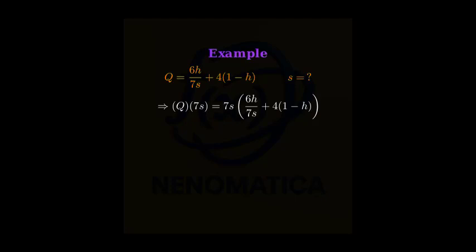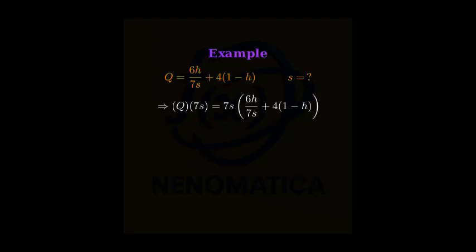We have the equation q equals 6h divided by 7s plus 4 times the quantity (1 minus h). We need to find the value of s. Let's solve this step by step. First, we'll multiply both sides of the equation by 7s to eliminate the fraction. We get q times 7s equals 6h plus 7s times 4 times the quantity (1 minus h).